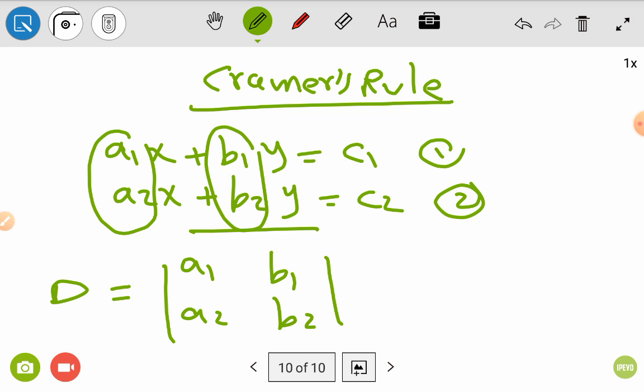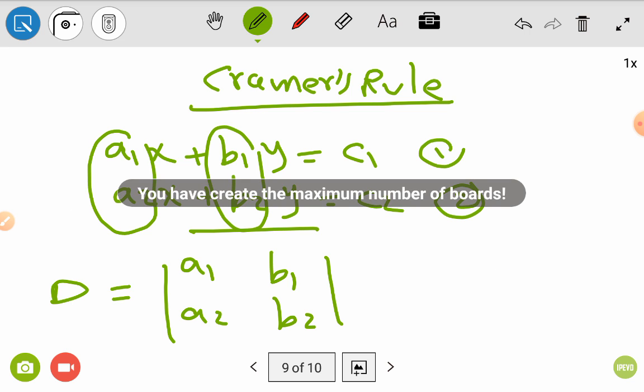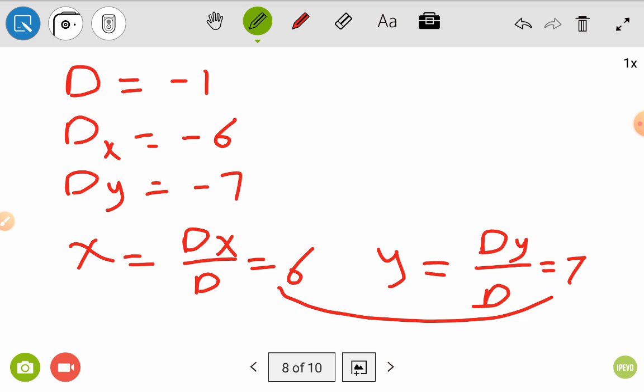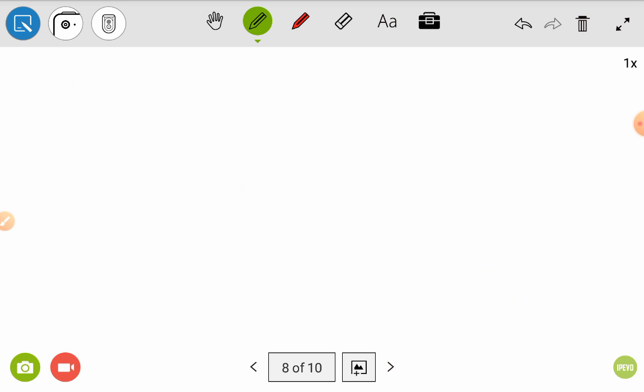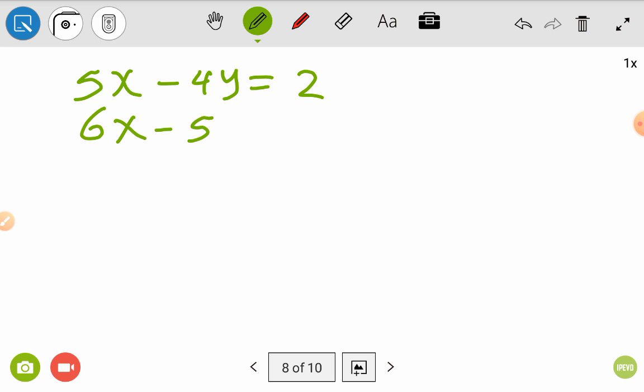Now, I will give you a numerical example to be clear for you. If you have a linear system in 2 variables like this: 5x, the first equation, minus 4y equals 2. The second equation, 6x minus 5y equals 1.